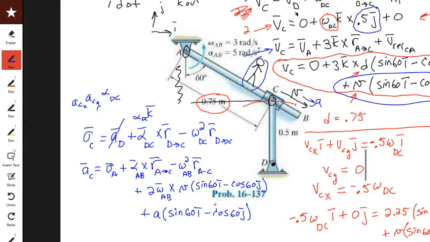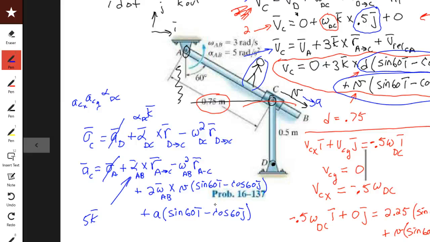Now let's look at the next guy. Okay, the acceleration of A. Oh, that's 0. Why? Permanent contact with the ground. Alpha AB, I know that. That is 5K. So this guy right here is 5K. The RAC, I already got that. It's this guy right here. So if you're careful and neat, you can just copy that back over here so you know the R. The D I know. Okay, the omega AB, that's given. That's equal to 3, so I can plug in there.